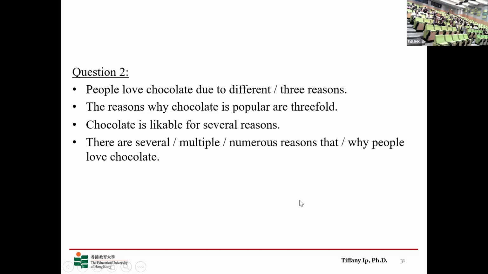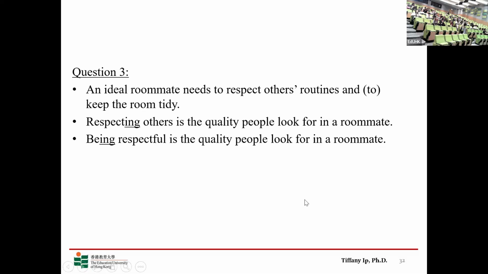As for the last one, it's about the quality of a roommate. So you need to highlight that, right? What an ideal roommate is like. Or the quality that people look for in a roommate. So that is the core idea. So an ideal roommate needs to respect others' routine and keep the room tidy. The word to can be omitted because it's repeated here.